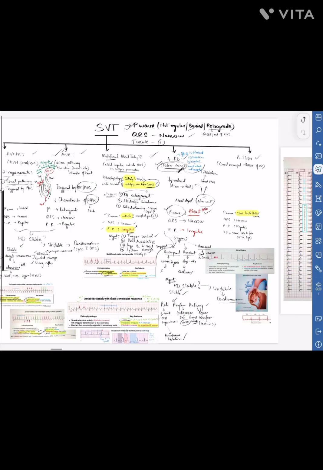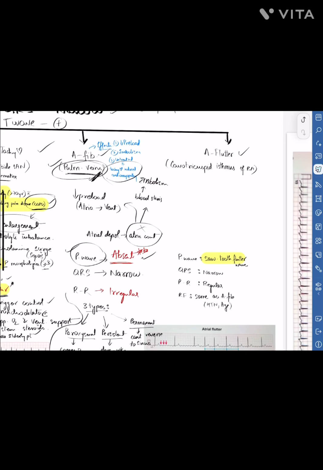Let's discuss the last one of the lot, that is atrial flutter. The origin is from the cavo-tricuspid isthmus of the right atrium. Okay, this is very important. What about the P wave, QRS, and RR interval? RR interval is regular, QRS is narrow, and P waves are sawtooth flutter waves.